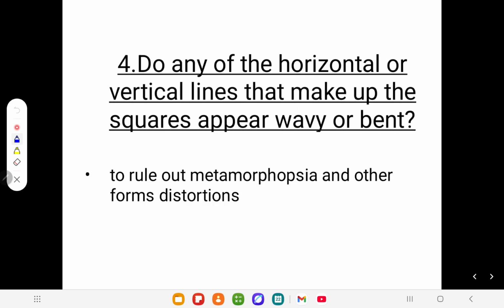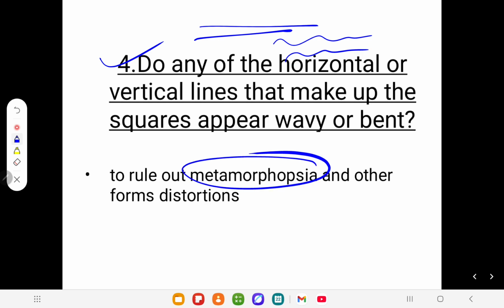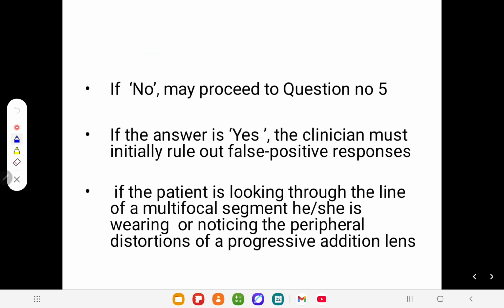So it's very possible. Then the fourth question: do any of the horizontal or vertical lines that make up the square appear wavy or bent? Can't you see? The line should be straight, but if there is anything wavy, there is a chance of metamorphopsia, isn't it? There is a chance of distortion. So metamorphopsia is very important. You want to ask whether the squares or lines are bending or wavy. Okay, it's a very important question.